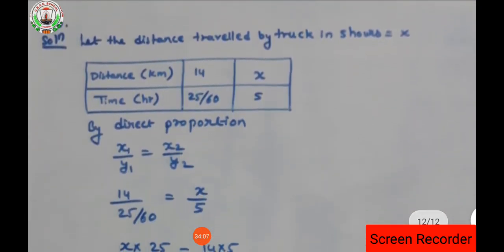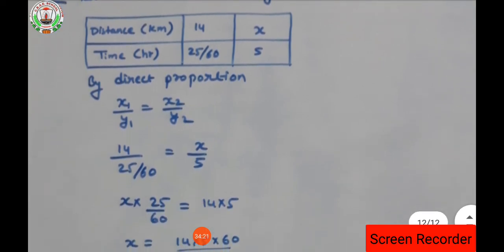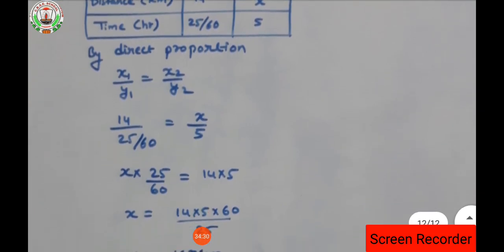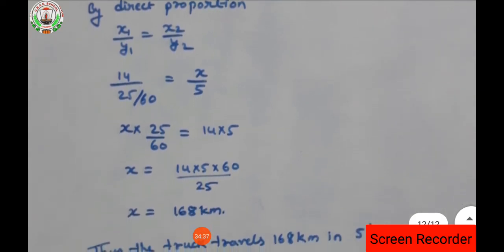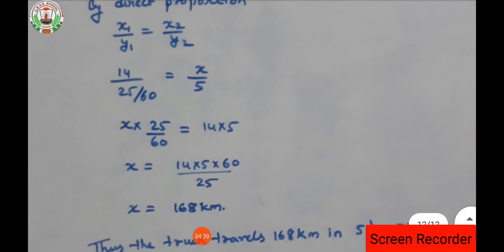last question of the exercise. Let the distance travelled by the truck in 5 hours be x. Okay, what do we have to find? We have to find the distance travelled by the truck in 5 hours. Now distance in kilometers is 14 and time taken is 25 upon 60 hours, and x upon 5. So by direct proportion, x1 upon y1 is equal to x2 upon y2, which is 14 upon 25 upon 60 is equal to x by 5, isn't it?